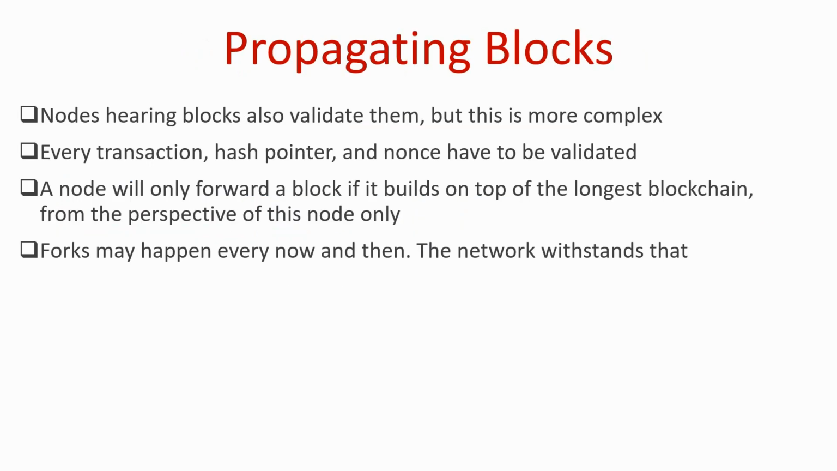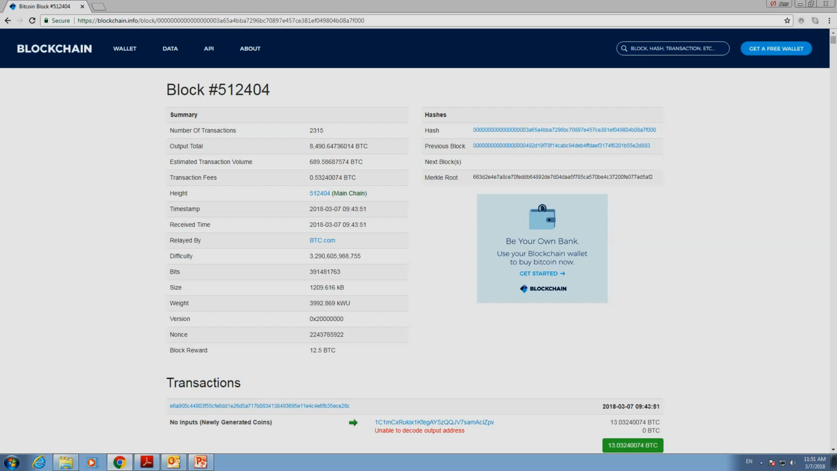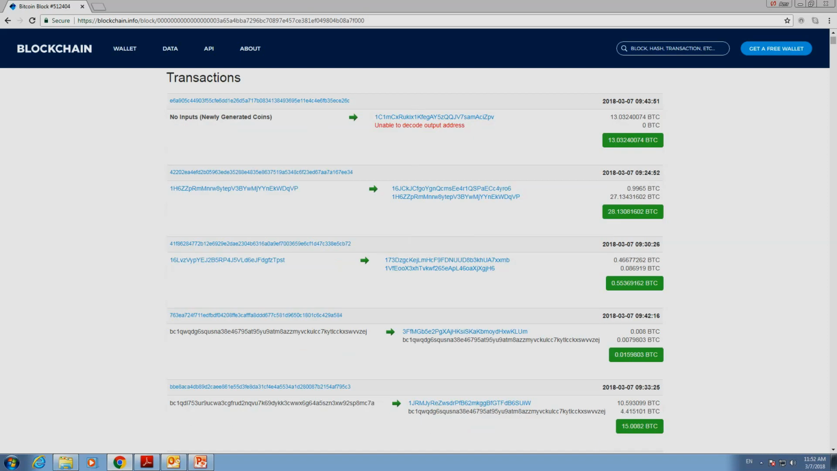Okay, they do the same thing with blocks, but validating blocks is more complex. They have to validate the nonce, they have to validate every transaction in the block, they have to validate the hash pointer, and they have to validate that there are no double spending attacks there. This slide here just shows an example of a block. You can see here this block contains 2,315 transactions. This is the value of the nonce that the miner created, and this was the difficulty when the block was generated. And these are the transactions that are contained in the block.